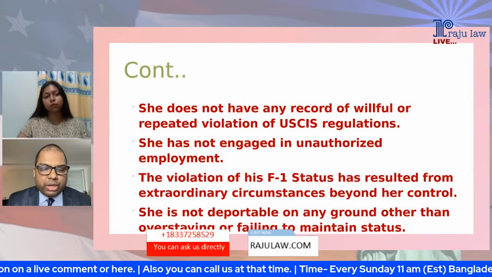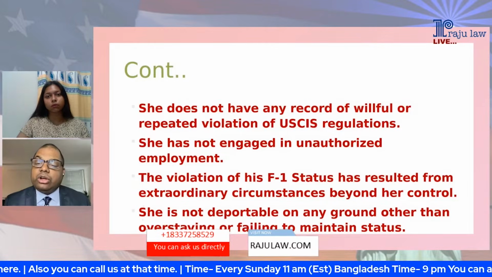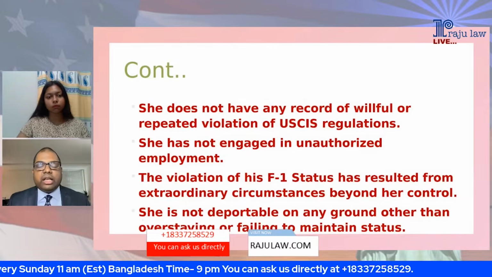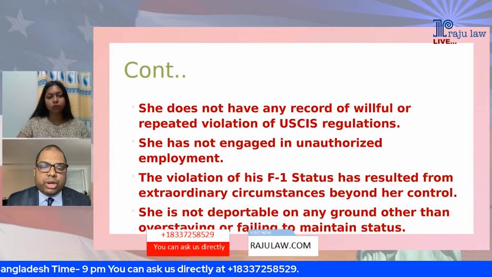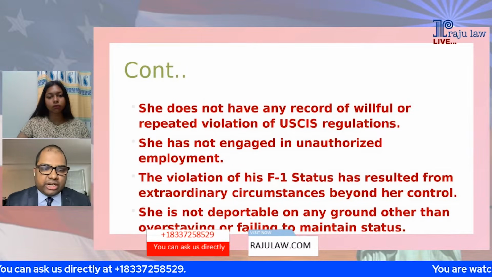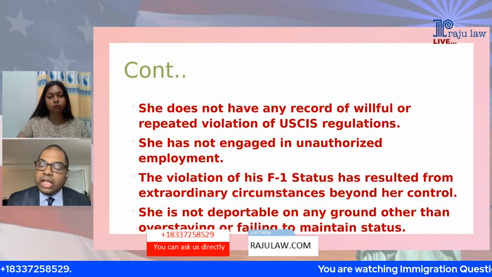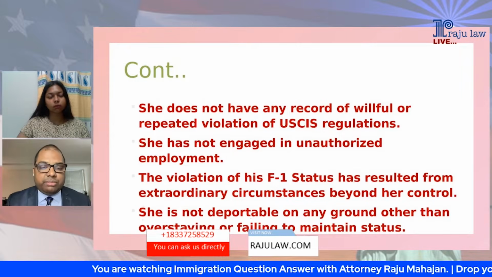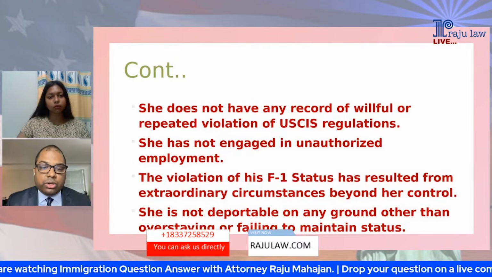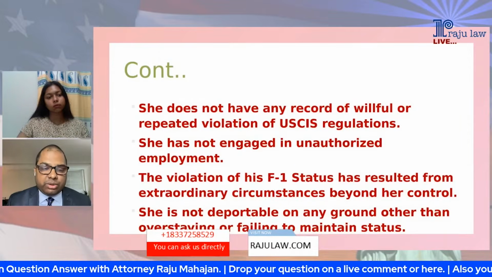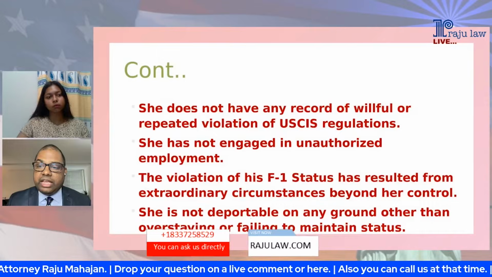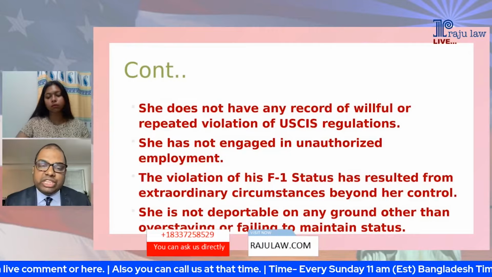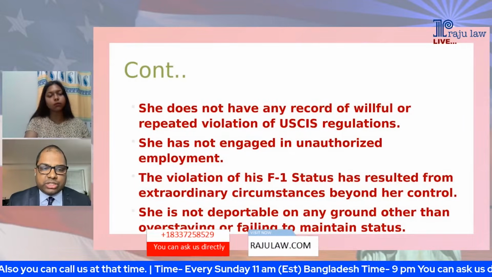So the next requirement is she does not have any record of willful or repeated violation of USCIS regulations. So this is another very important topic. Once you are in America, you have to remember that there's a lot of regulations under F1 visa, and you have to maintain all of those regulations. It's not hard to maintain, but if you are not careful, if you do not pay attention, there is a chance that you may not follow some of the regulations. You may violate some of the regulations, and if it is willful, there's another very important legal term, willful. I'm not going into that detail about the term, but willful is very significant. So please do not violate any of the F1 regulations while you are in America.